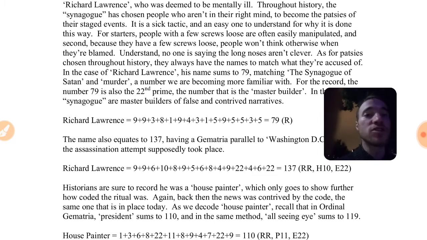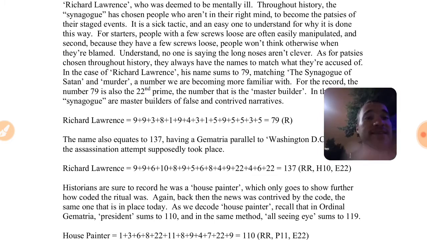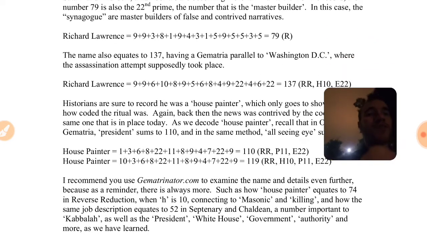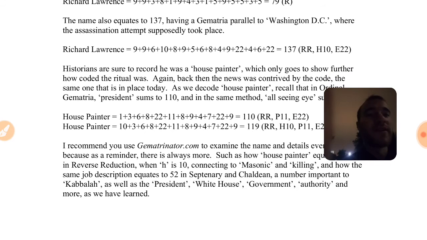In the case of Richard Lawrence, his name sums to 79, matching the synagogue of Satan, and murder, a number we are becoming more familiar with. For the record, the number 79 is also the 22nd prime, the number that is the master builder. In this case, the synagogue are master builders of false and contrived narratives. Richard Lawrence is 79 in reduction. The name also equates to 137, having a gematria parallel to Washington, D.C., where the assassination attempt supposedly took place. 137.